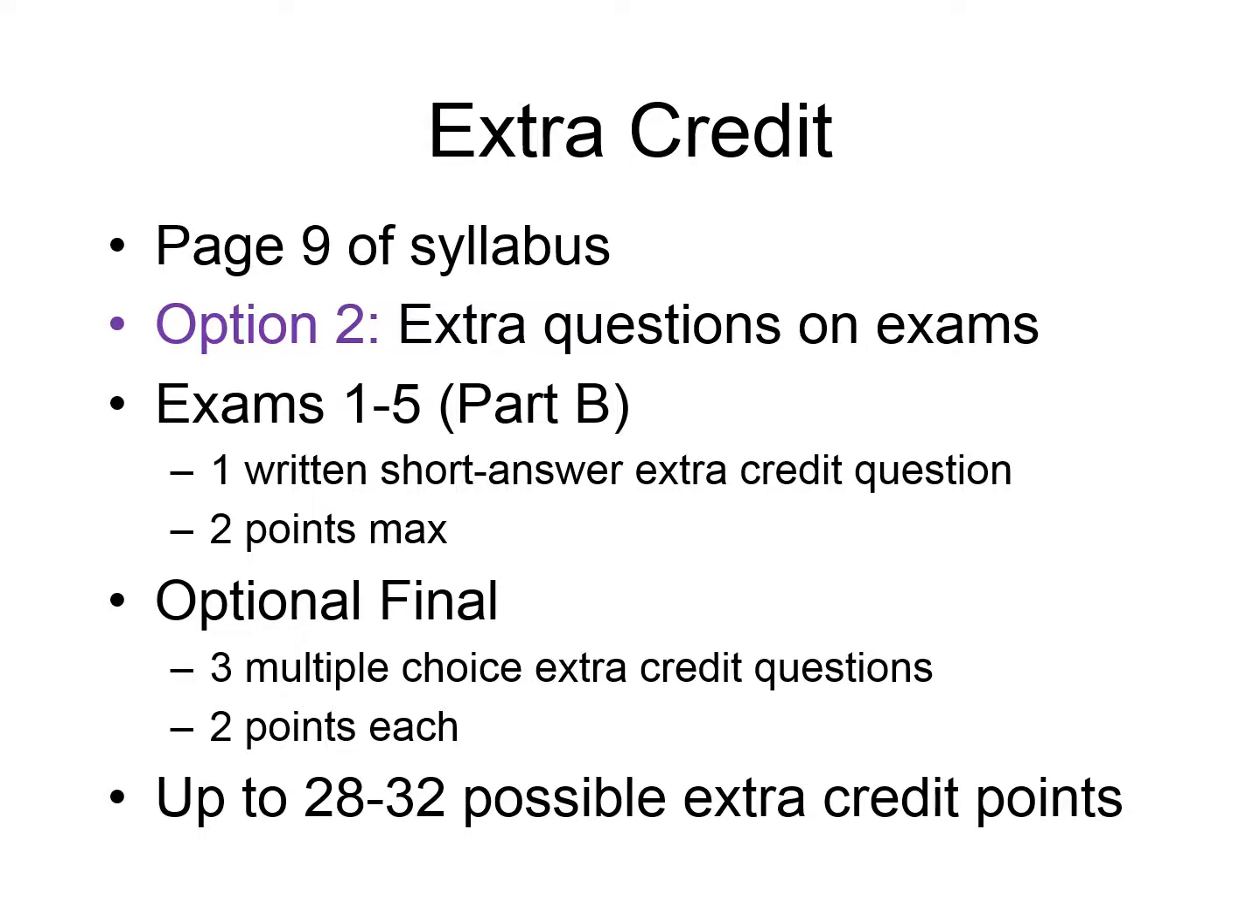The second option is answering an extra question on the exam. When you take exams 1 through 5 in Part B, there will be one written short answer extra credit question that you can decide whether you want to answer or not, and it is worth up to 2 points of extra credit. On the final, which is entirely multiple choice, there are 3 extra credit questions that are part of the exam. Each one of those is worth 2 points each, for a total of 6 on the optional final. So between the 2 options, you can earn up to between 28 and 32 points of possible extra credit points.